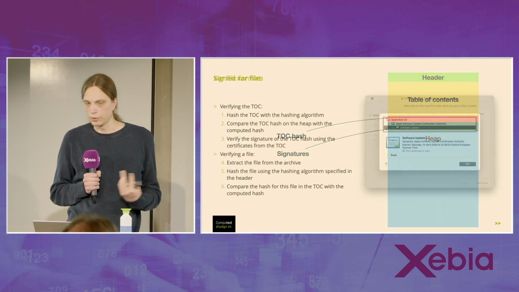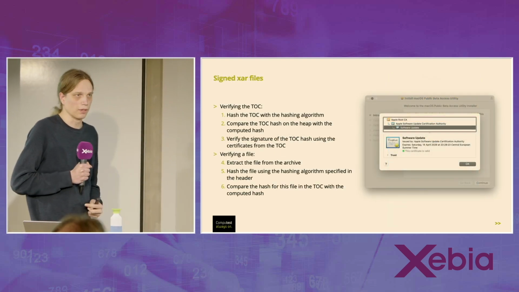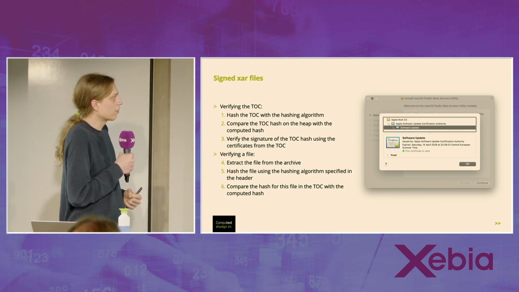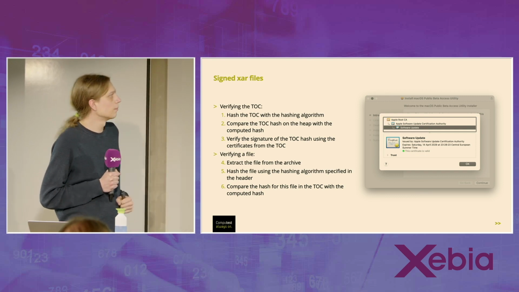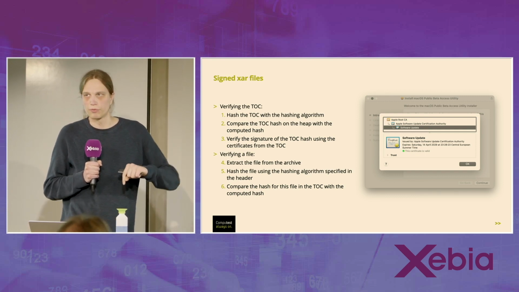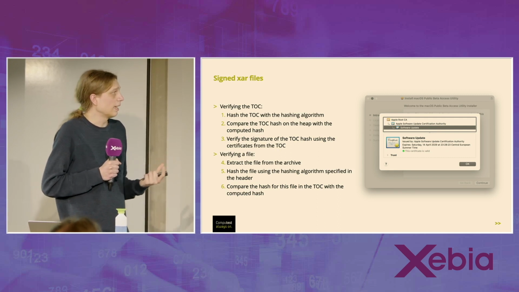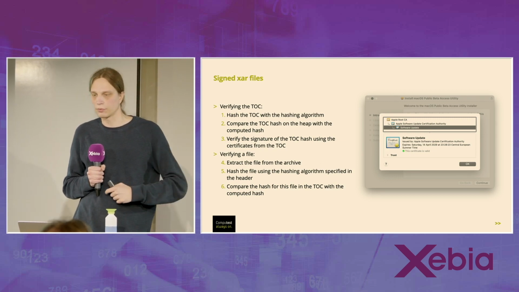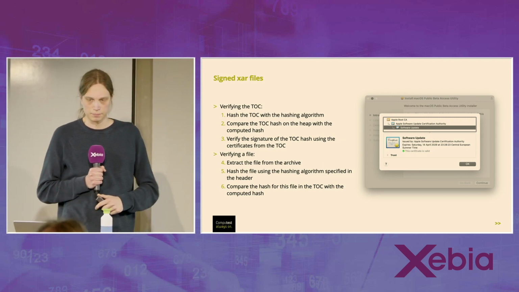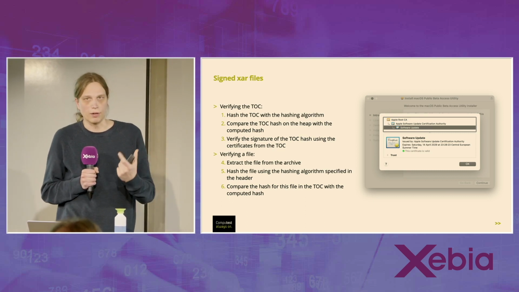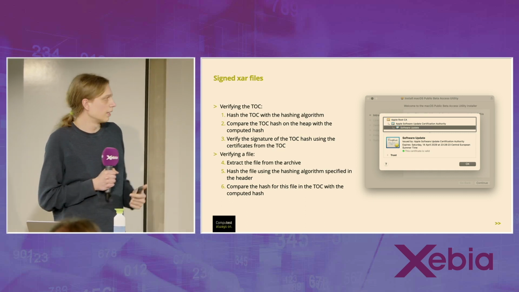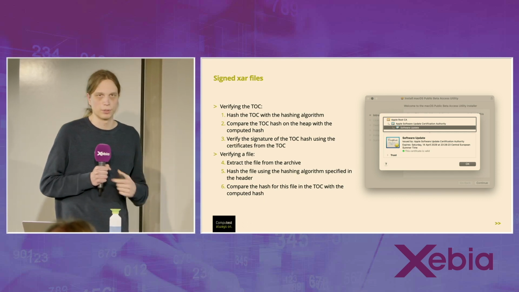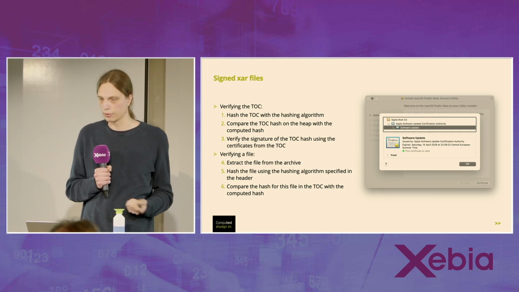So this is how you would verify that a XAR file is correctly signed. You first use that same hashing algorithm to hash the table of contents, compare that to the value you've read on the heap, and then you verify that table of contents hash with the certificates that you also obtained from that table of contents. And if you want to verify a single file from that archive, then you need to extract it, hash the file using that hashing algorithm, and then compare the hash with the computed hash that you found in the table of contents.